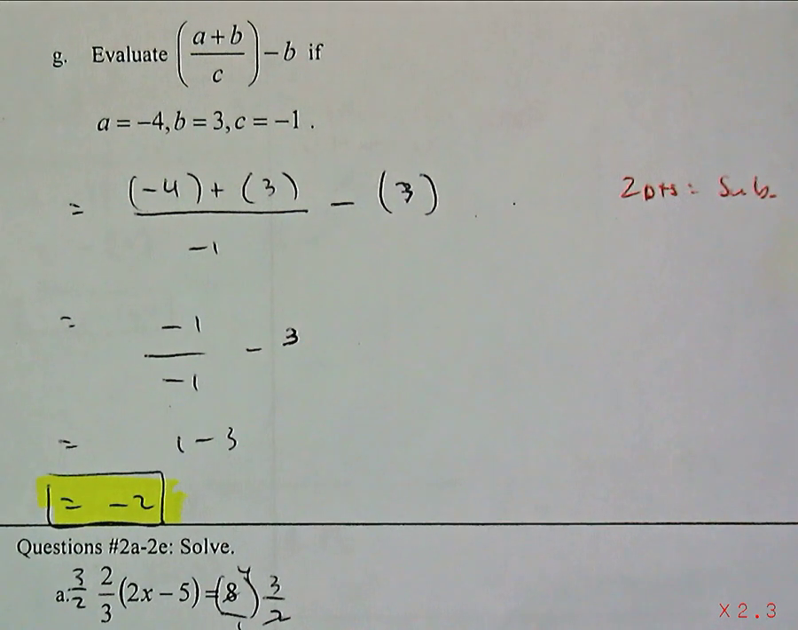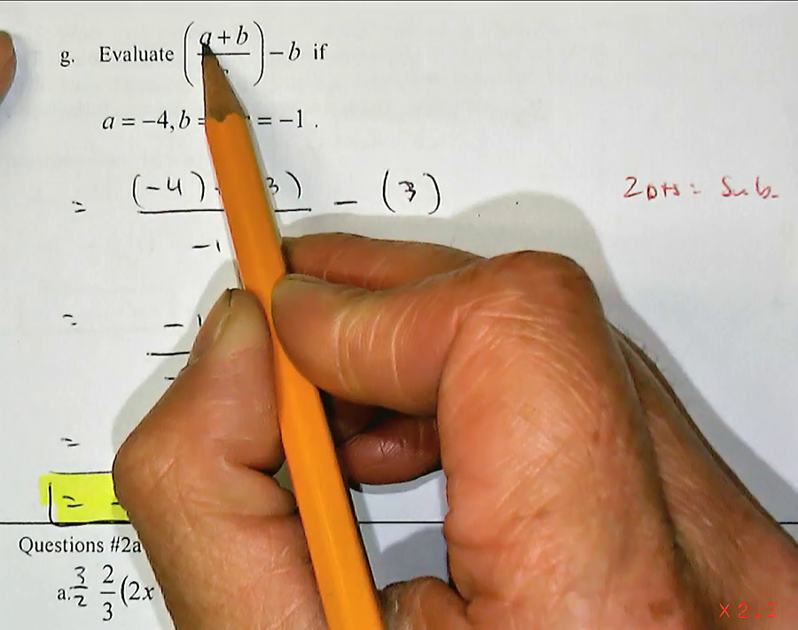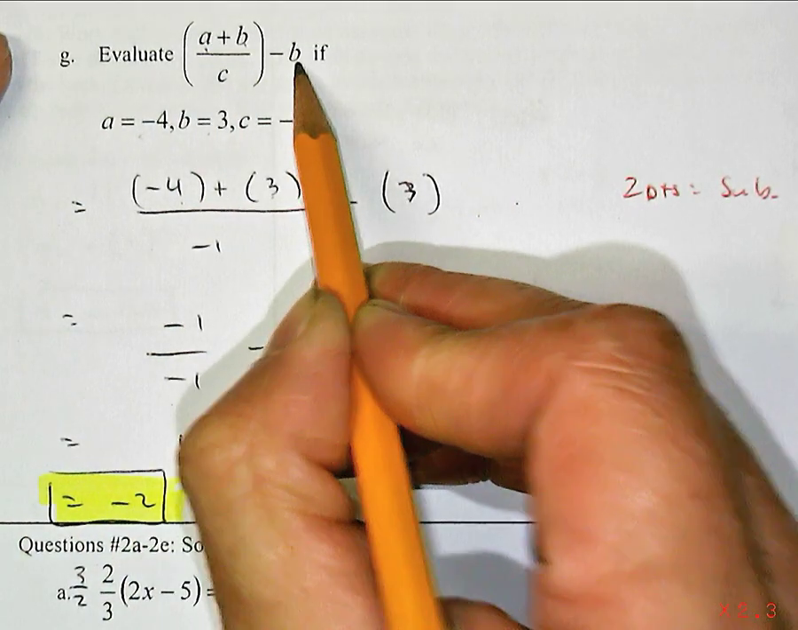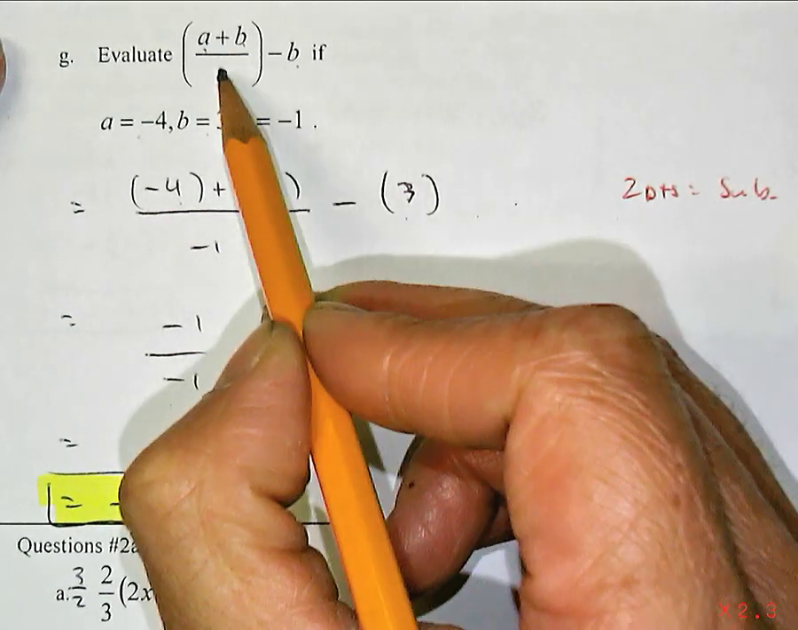So this question says to evaluate. Evaluate essentially means to substitute. Every time I see the a value, I'm going to write negative 4. Every time I see the b value, write 3. A lot of students actually forgot that negative b here. And every time I see the c value, negative 1.